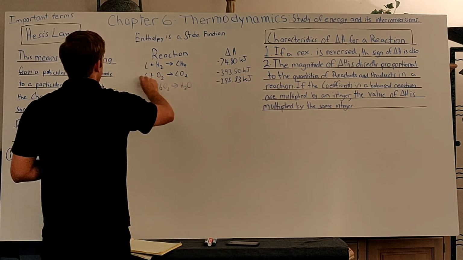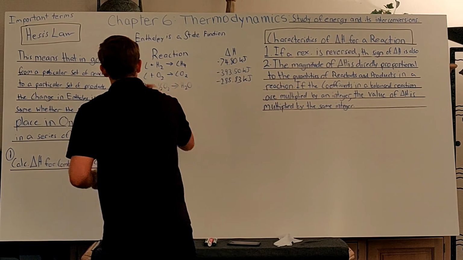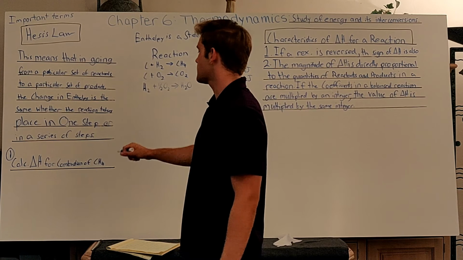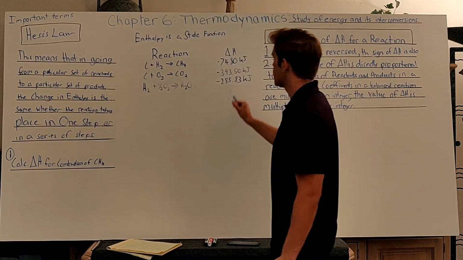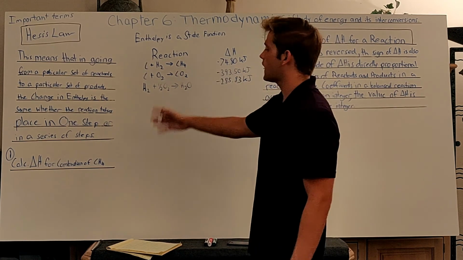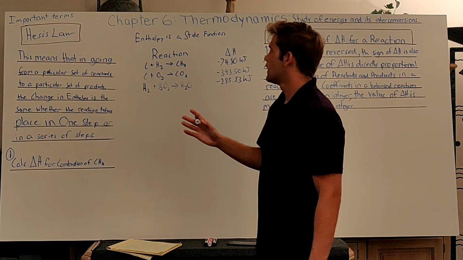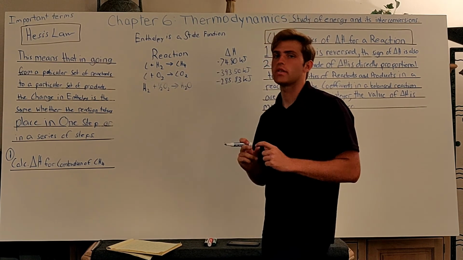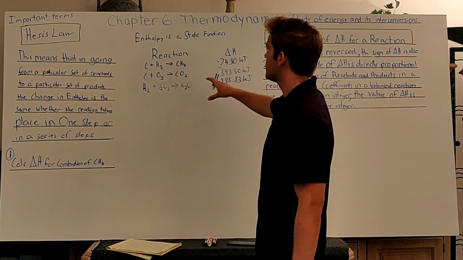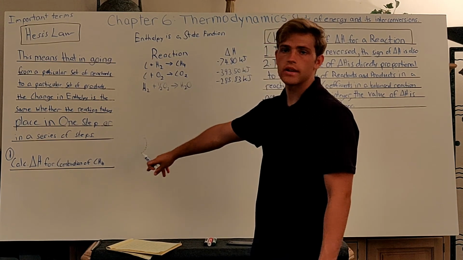So let's work on the problem now. The problem says calculate the delta H for combustion of CH4, and we are given this. When you need to calculate the combustion of CH4 using the fact that enthalpy is a state function, you need to have an equation that you want to get. You want to be able to manipulate these to get what you want. What do we want? The combustion of CH4.